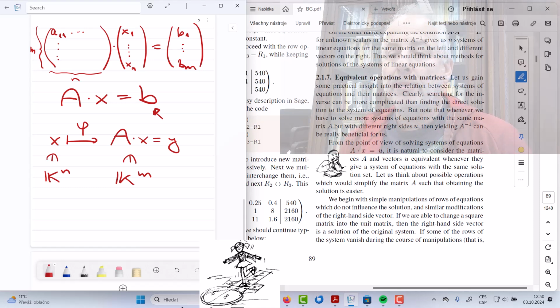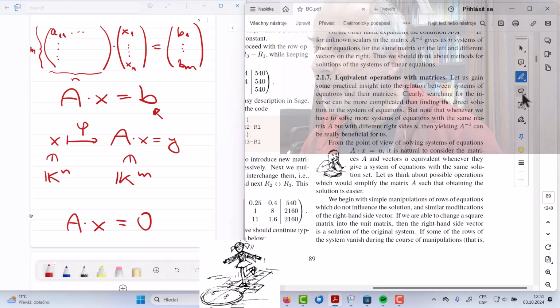And now we want to be able to solve these equations. So what does it mean? We can do operations with the left-hand side, which will be done at the same time with the right-hand side and will not change the result at all. So the easiest way is if we seek the x's which would give 0. That's the so-called homogeneous system of equations. And in this case, we can do whatever we want with the left-hand side, and it won't change the right-hand side. And that's what we call the equivalent operations with matrices.